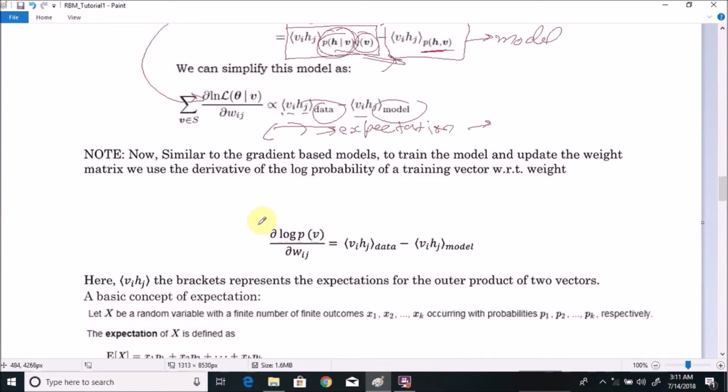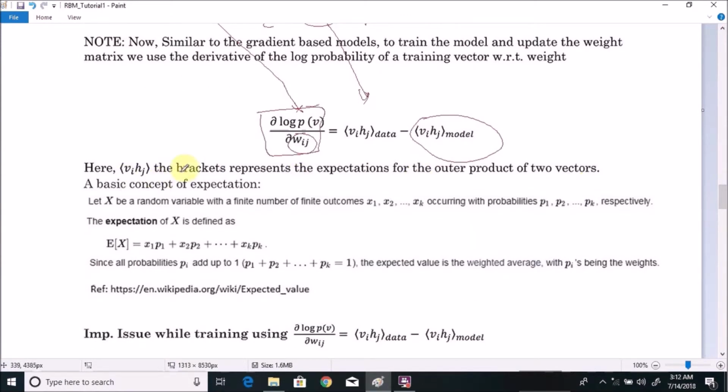So in a very simple format, we can represent this part as a derivation of log p for all visible layers with respect to weight Wij, and this part is equal to data, and this part is for model. So before going into the detail, let us go through the concept of expectations.